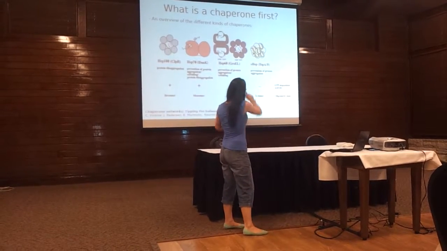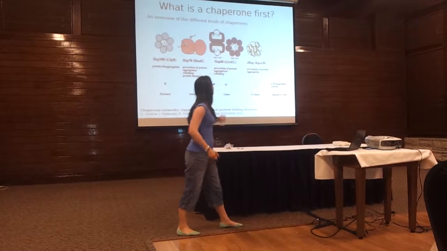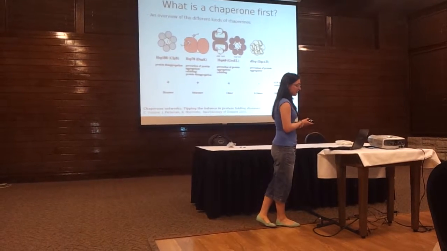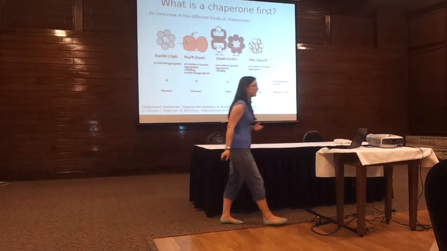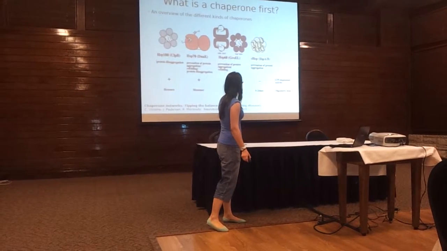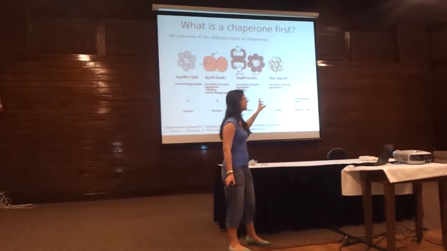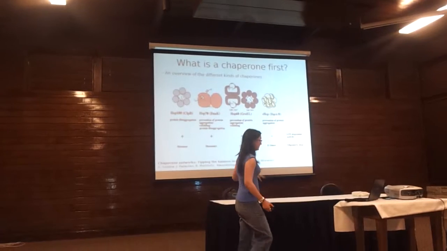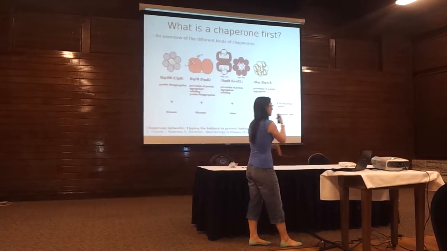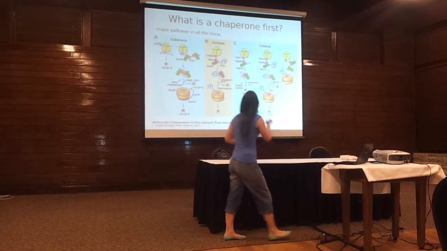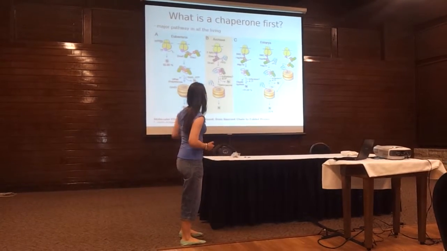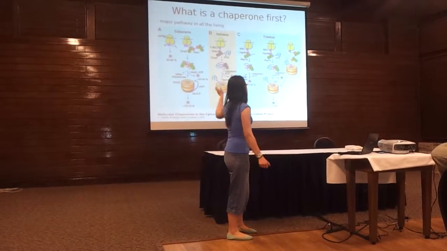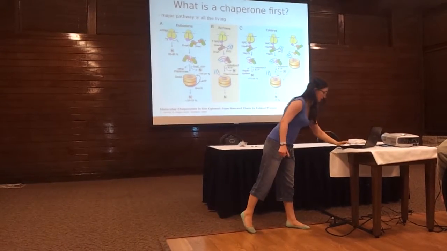Small HSPs don't use ATP, but they have been shown to help proteins get folded by redirecting them to other chaperones. So there is a lot of collaboration between different chaperones. It's also a really major pathway in the lineage, and we can find a lot of homologous chaperones in the lineage.